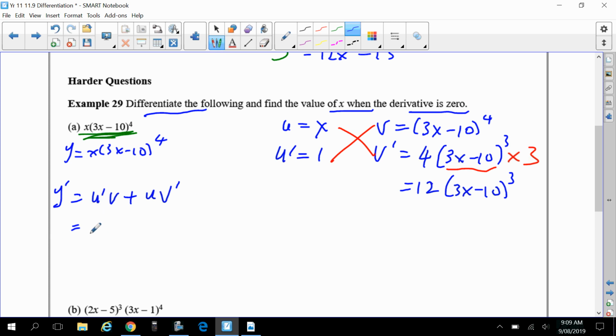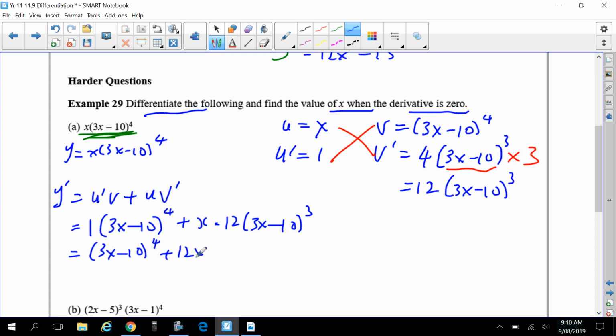U dash is 1 times (3x minus 10) to the power of 4 plus x times v dash, which is 12, uv dash. Yeah. Okay, perfect. Now, usually you do not need to factorize. You can just leave it like that. That should be full marks as far as the question is concerned, right?